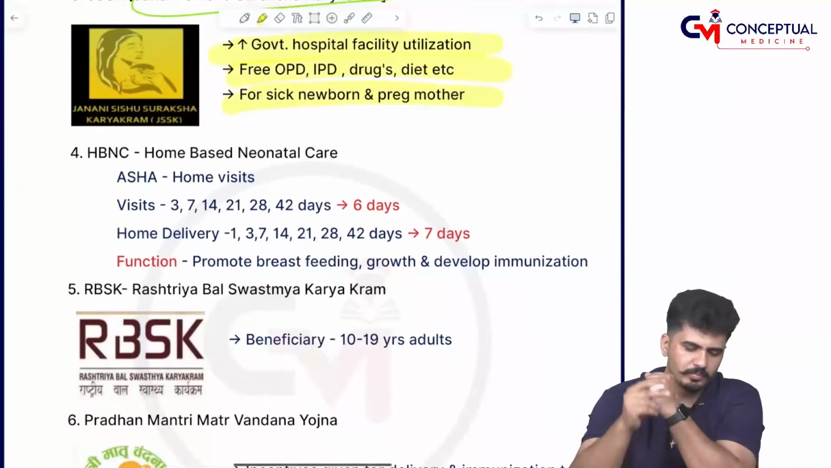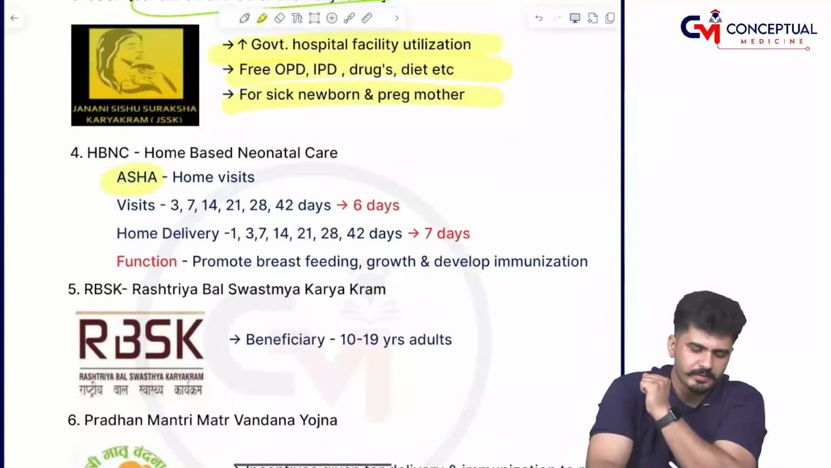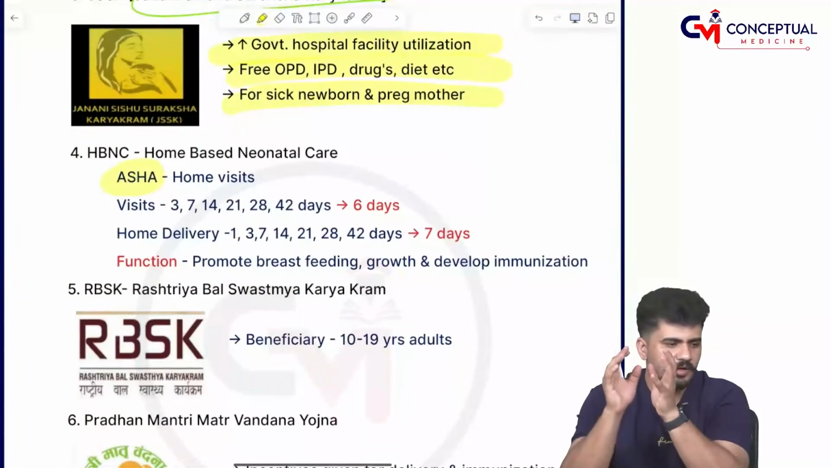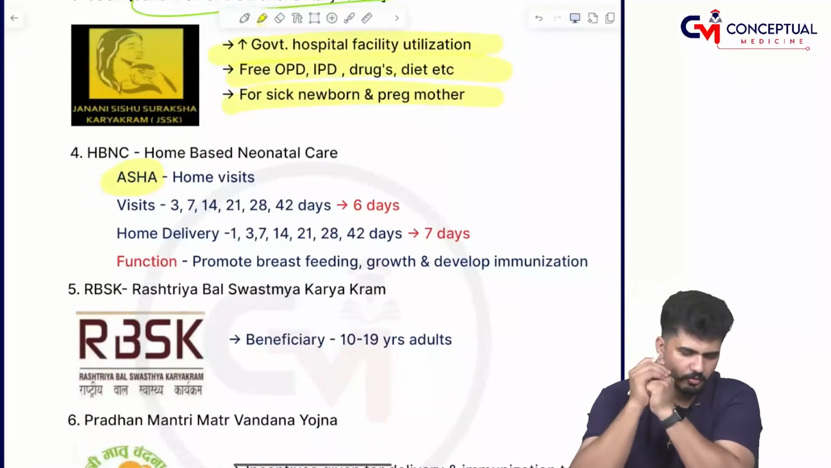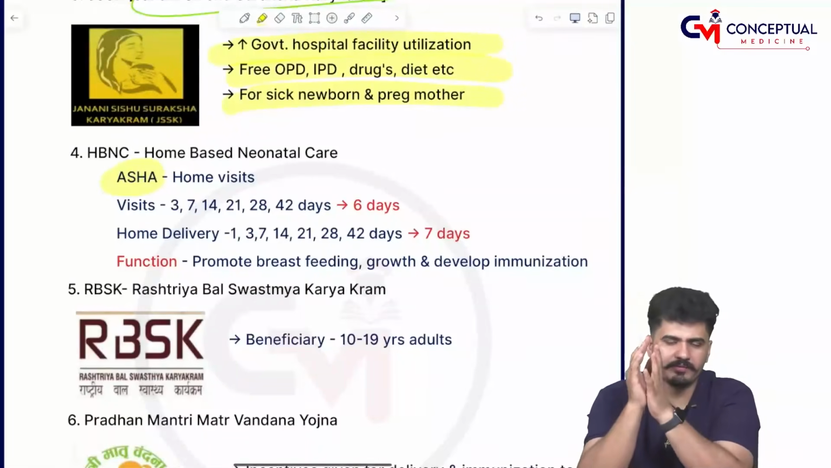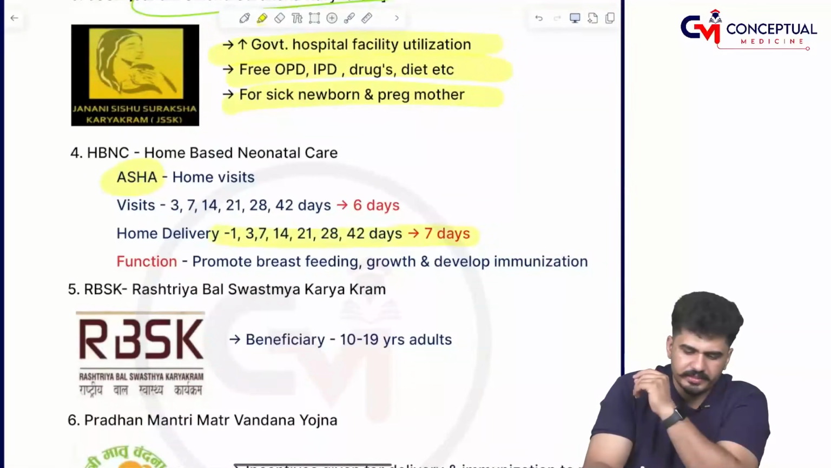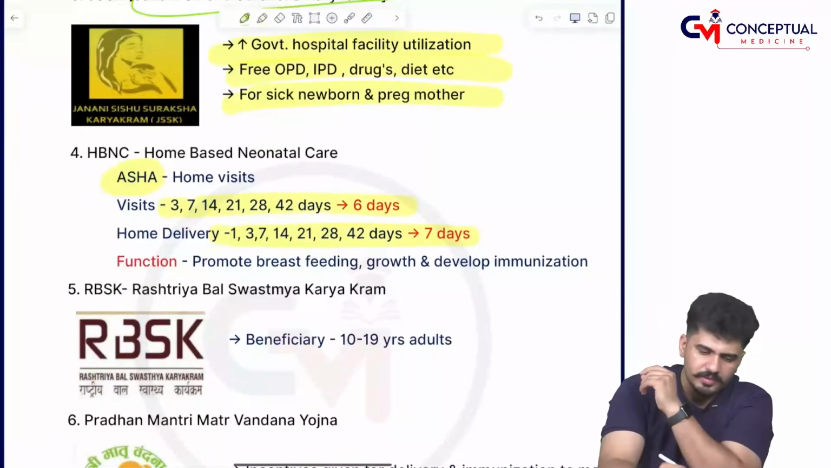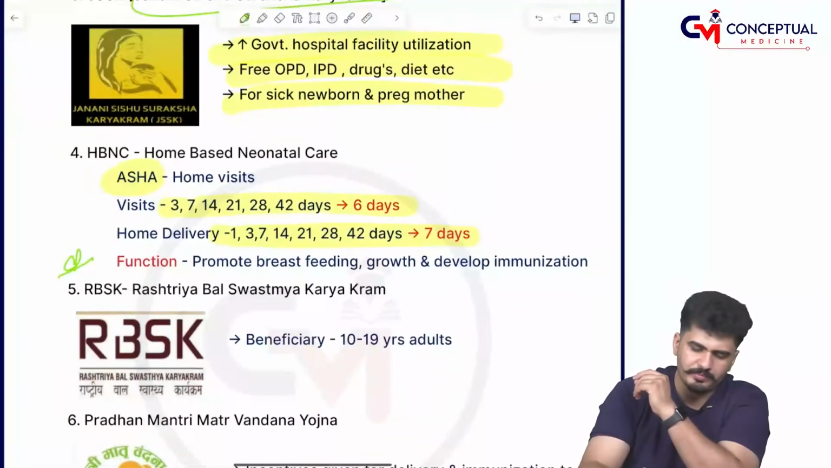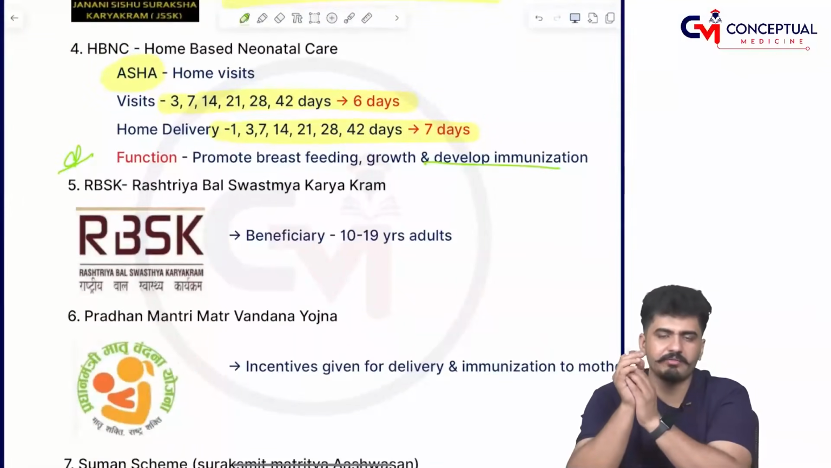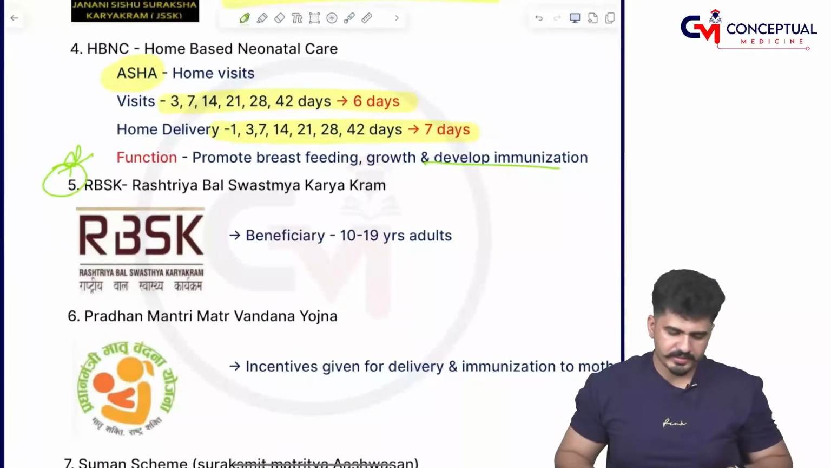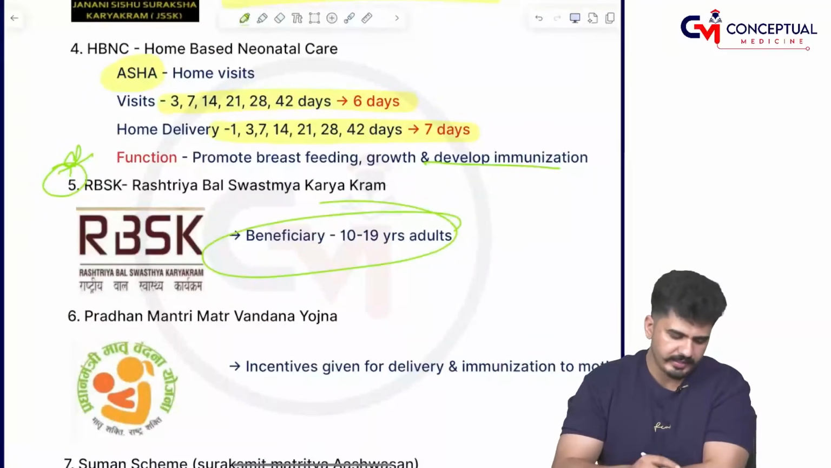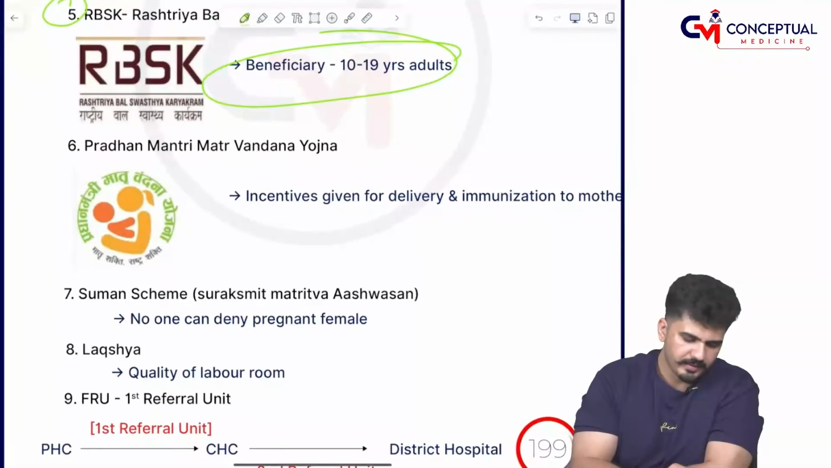Then home-based newborn care. Who does this? Asha. How many visits? If home delivery is there, 7 visits are there. If hospital delivery is there, 6 visits are there. What is the function? To promote breastfeeding, growth and development, and develop immunization. Okay, Rashtriya Bal Swasthya Karyakram: beneficiaries are children 10 to 19 years of age.